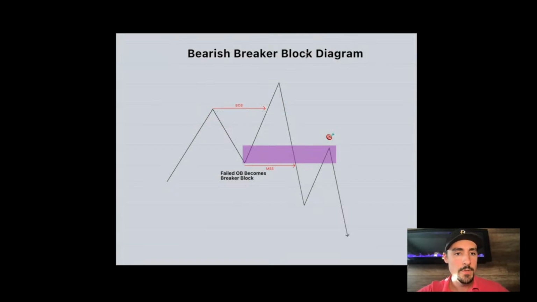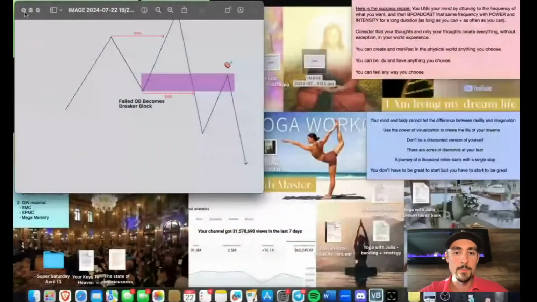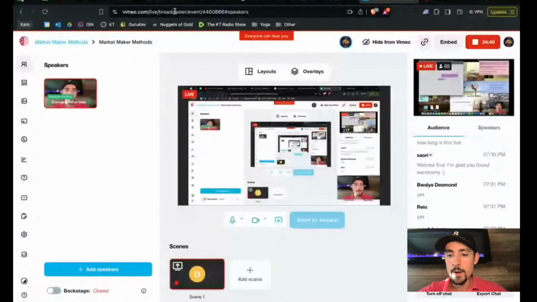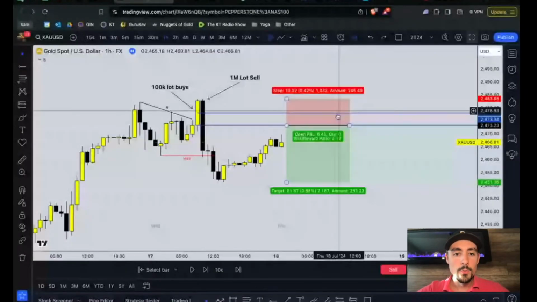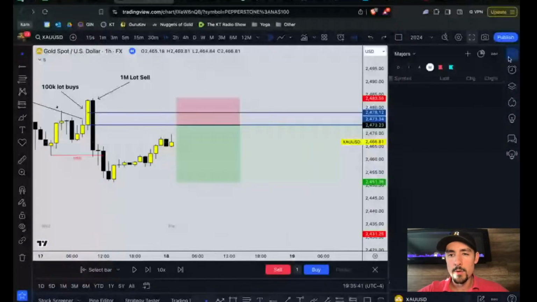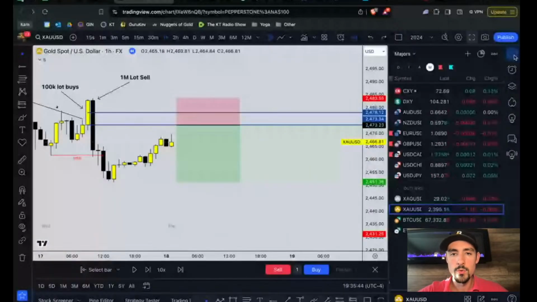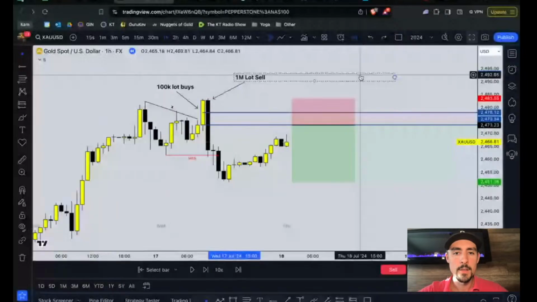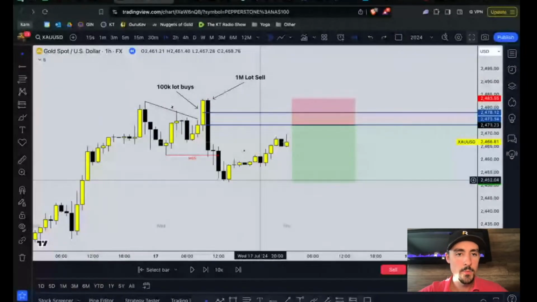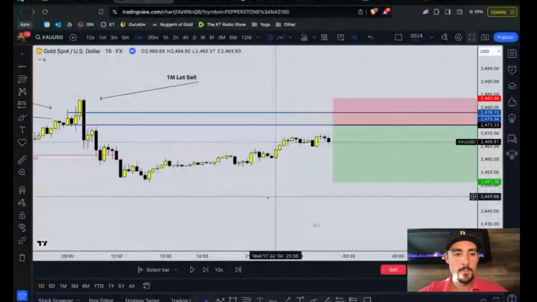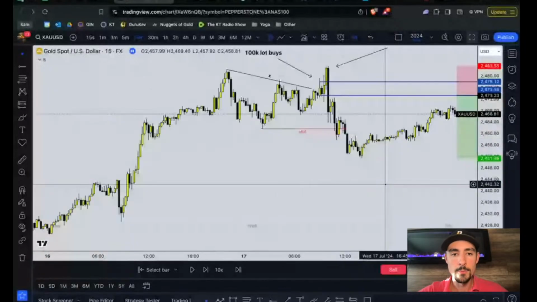Okay, so let's take a look at an example of this. All right. So let me see here. I think I had one. I think, yeah, gold kind of gave one as well. Similarly.